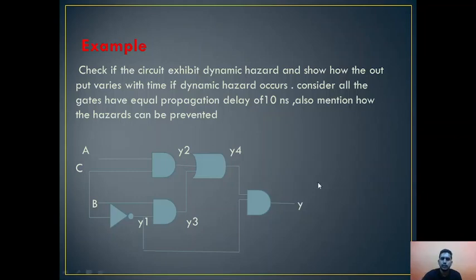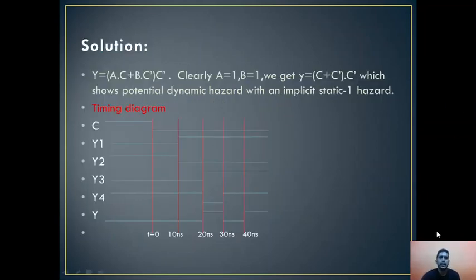According to the circuit, we have the equation Y = (AC + BC') multiplied by C'. In this case, let us take A equal to 1 and B equal to 1. We get Y equal to (C + C') times C', which shows a potential dynamic hazard with an implicit static 1 hazard.